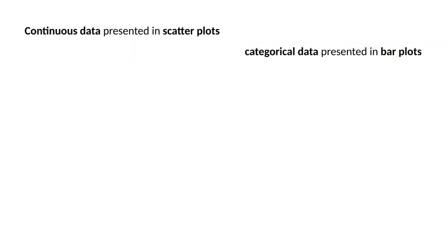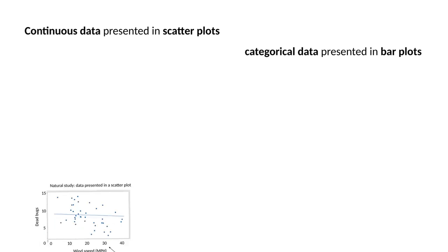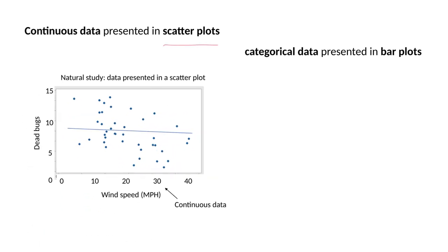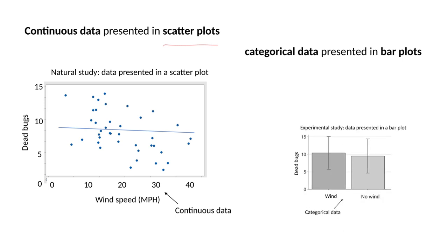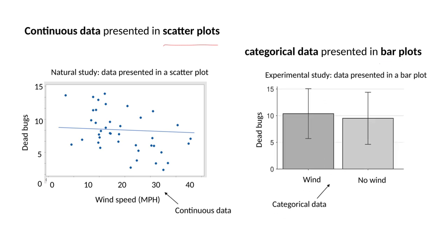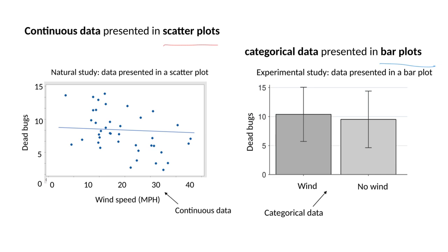There are two different types of plots that we'll look at in this class. So I want to orient you to what they look like. The first is what we call a scatter plot. And the second is what we call a bar plot. The main difference between the two, you'll notice, is what we put on the x-axis. So for the scatter plot, we put continuous data on the x-axis.